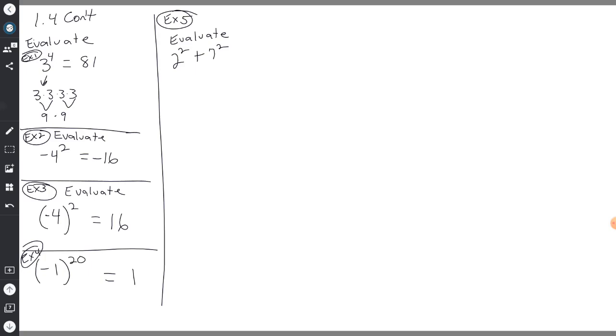So here we want to evaluate 2 squared plus 7 squared. With these, we're just taking the actual results. So 2 squared is what? And then 7 squared, 7 times 7, 49, right? And then we just add them together. And that's our result for it there. So when we have to evaluate, we have to come out with the actual result.